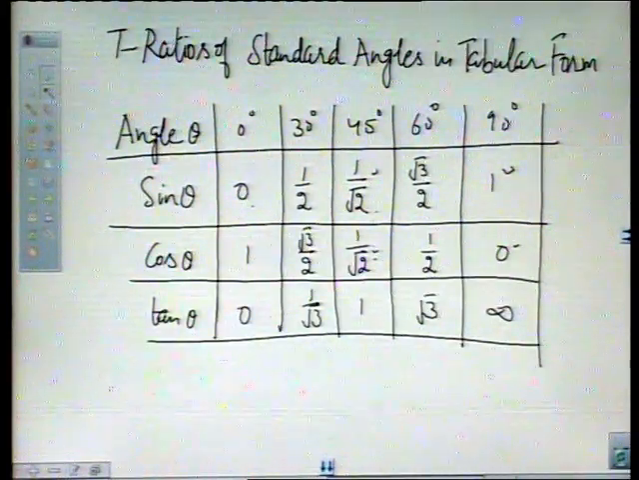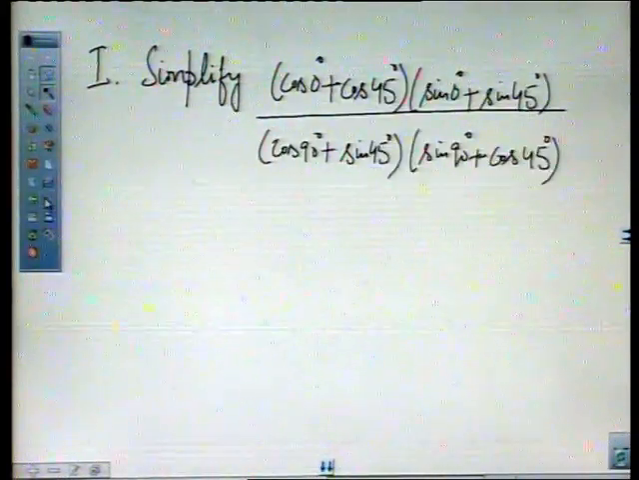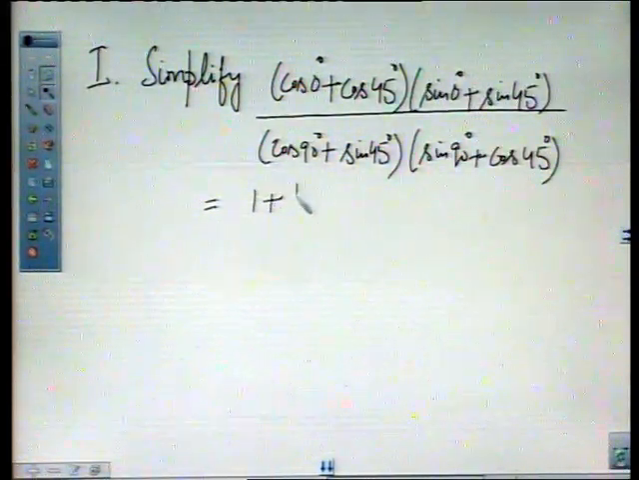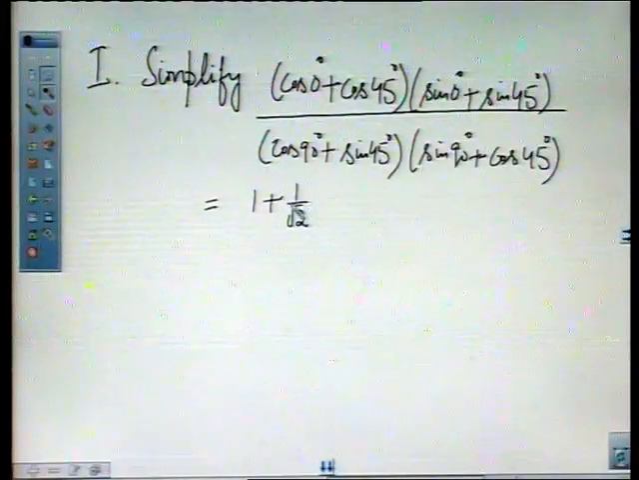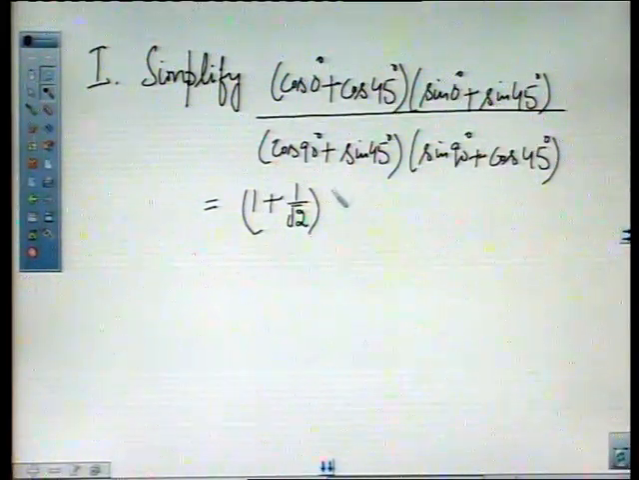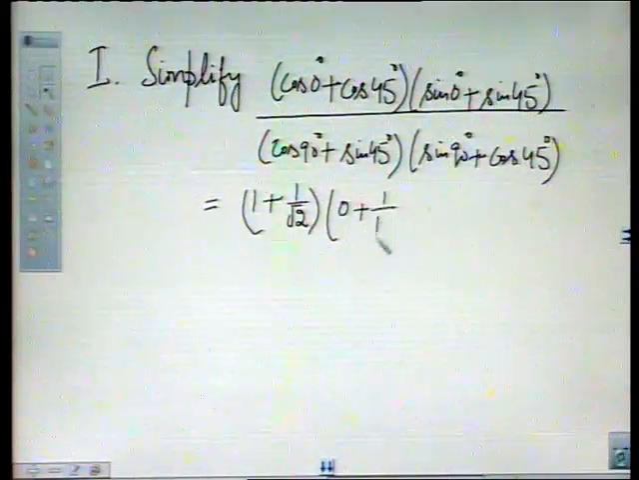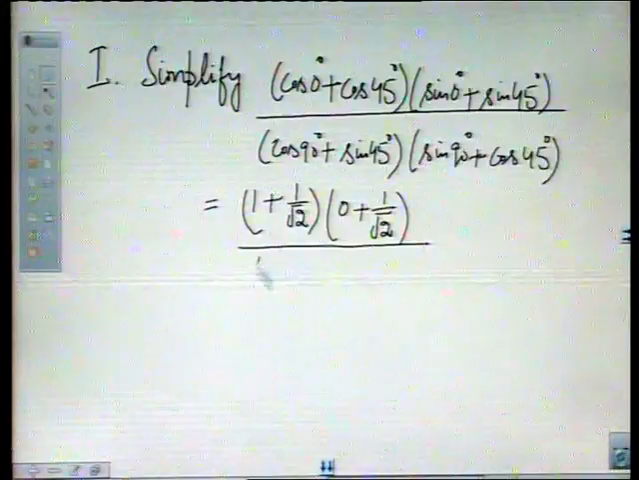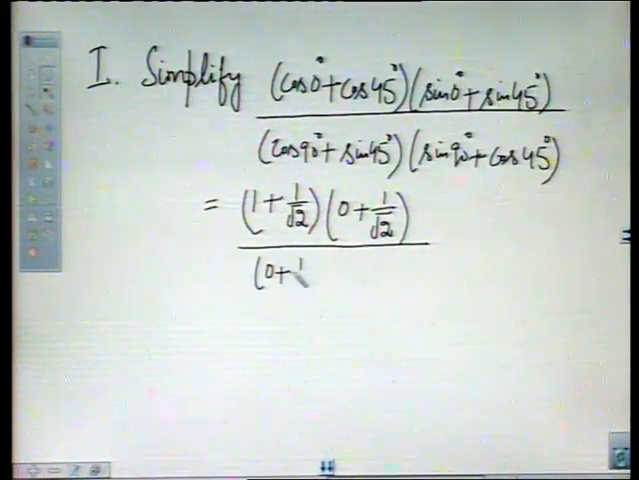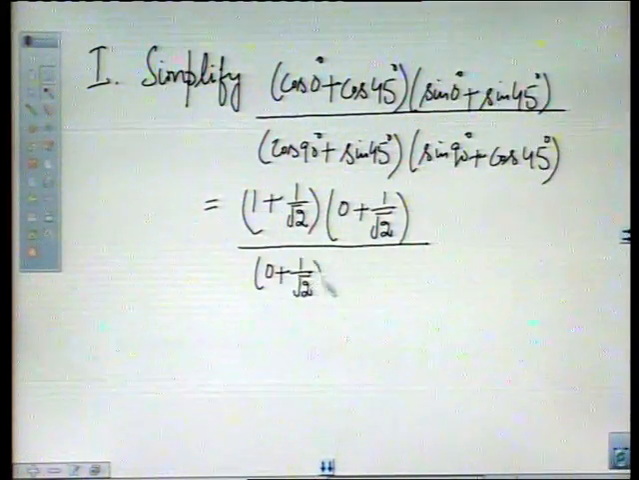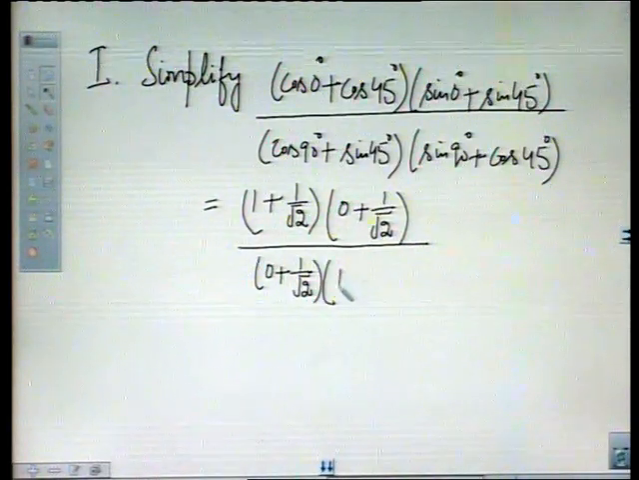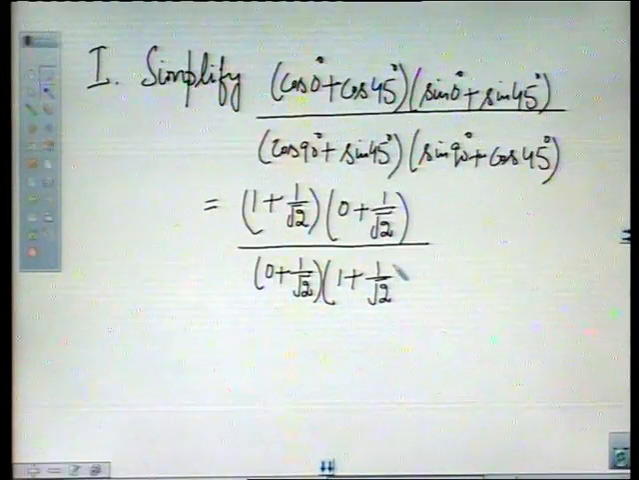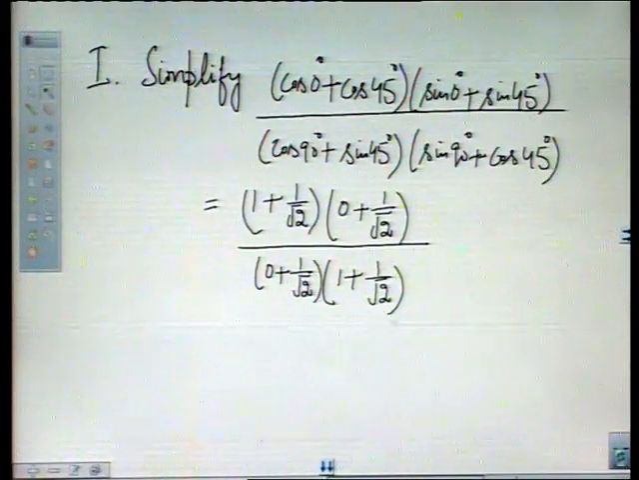We substitute all these values in here. Cos 0 we know is 1, cos 45 is 1 over under root 2, sin 0 is 0, sin 45 is 1 over under root 2, then cos 90 is 0, sin 45 is 1 over under root 2, then sin 90 is 1 and cos 45 is 1 over under root 2. Now, this we have to solve.